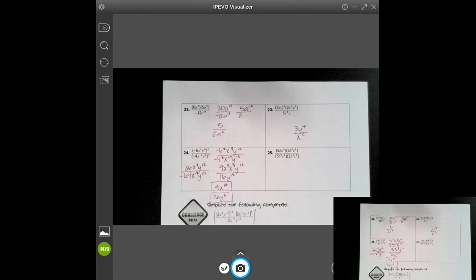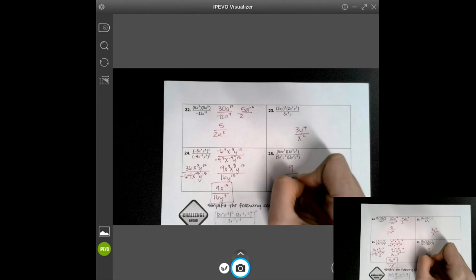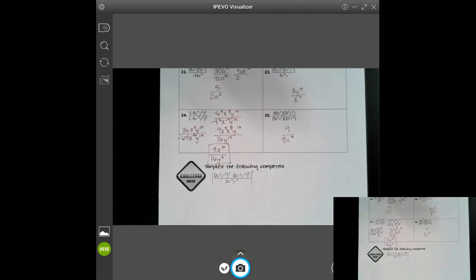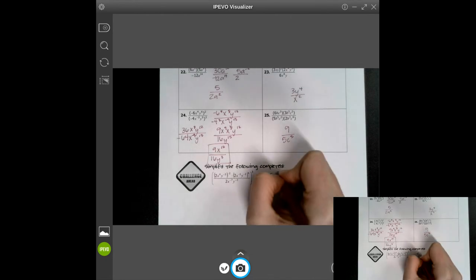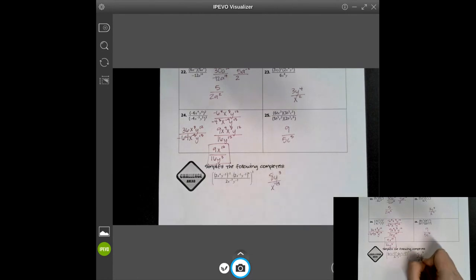So you try number 25. Pause the video. If you did it correctly, you should have gotten 9 over 5c to the 5th. Okay, and if you're really ambitious, which I know all of you are, then go ahead and try the challenge problem. If you did it correctly, you should have gotten 8y to the 3rd over x to the 15th. All right, good job.